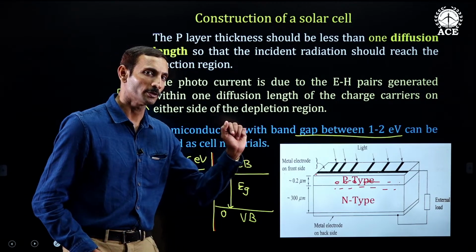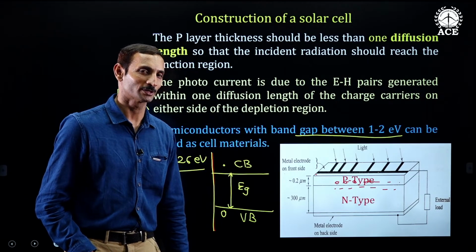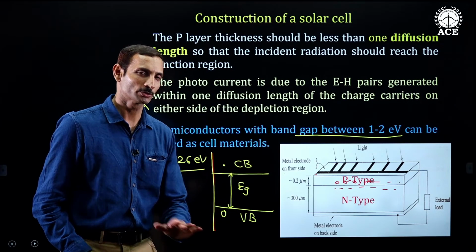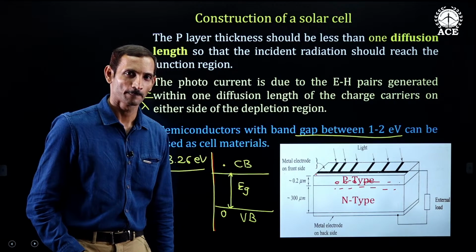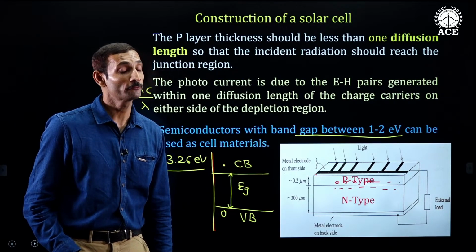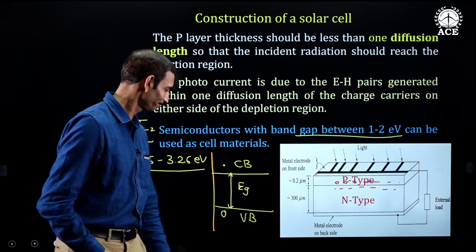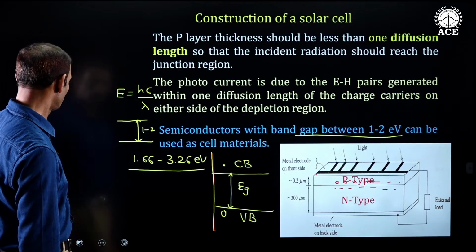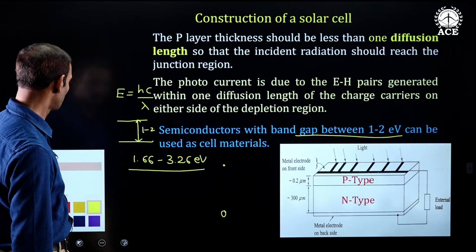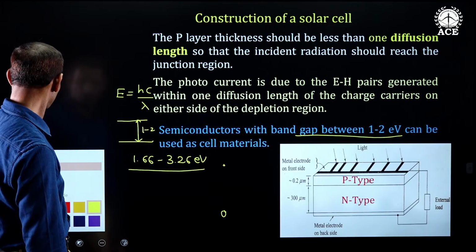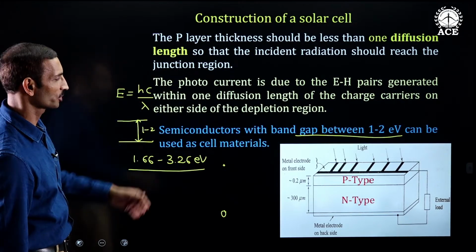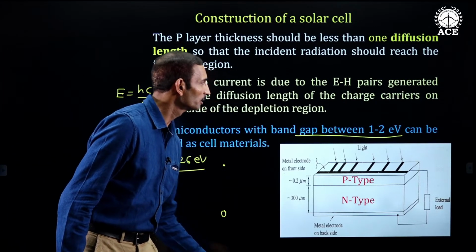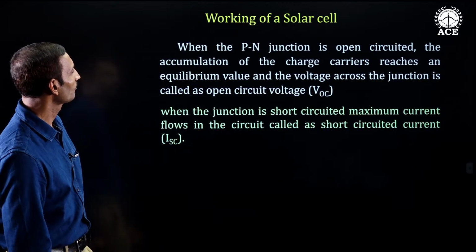Now, what kind of materials are preferred for making solar cells? Any idea? Can we use gallium arsenide? Okay, if no, why? Right. So this is about the concept of band gap and about the construction of solar cell. We move further. We discuss about the working of a solar cell.